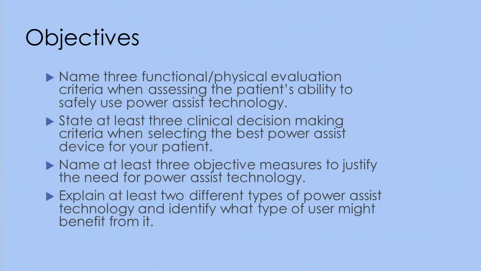For the objectives, it was to name 3 functional and physical evaluation criteria when assessing the patient's ability to safely use power assist technology, and state at least 3 clinical decision-making criteria when selecting the best power assist device for your patient. Name at least 3 objective measures to justify the need for power assist technology. And the 4th is to explain at least 2 different types of power assist technology and identify what types of users might benefit from them.